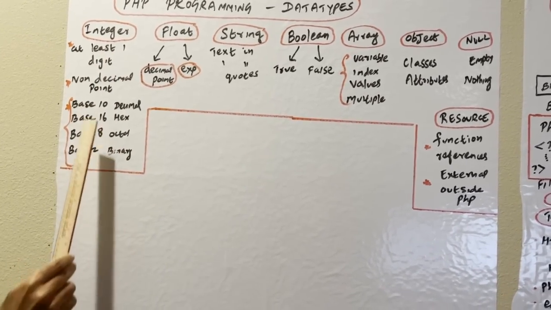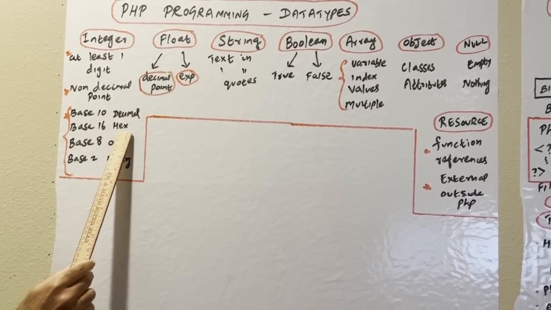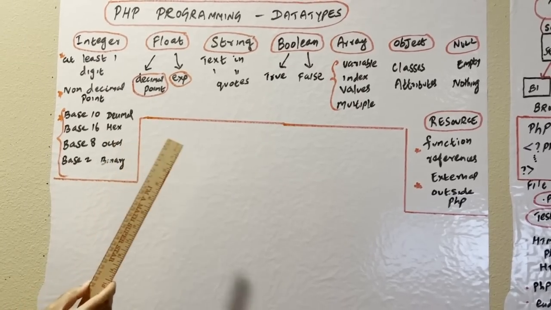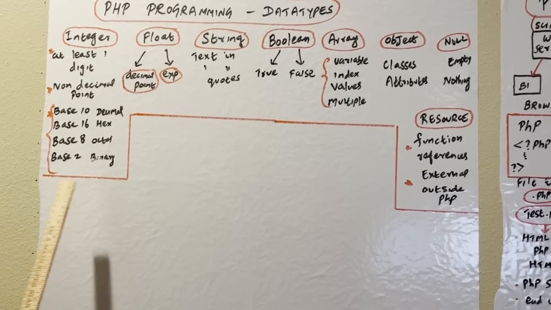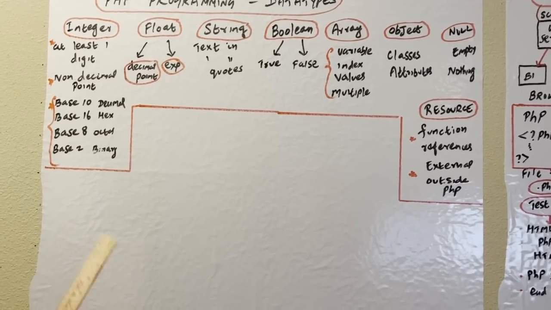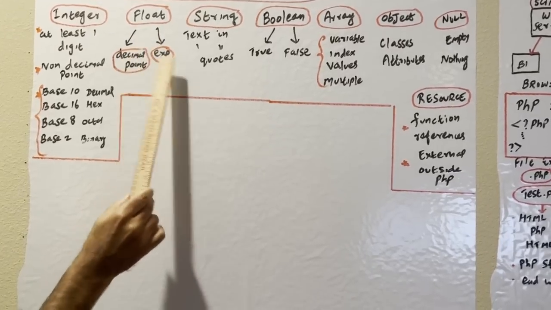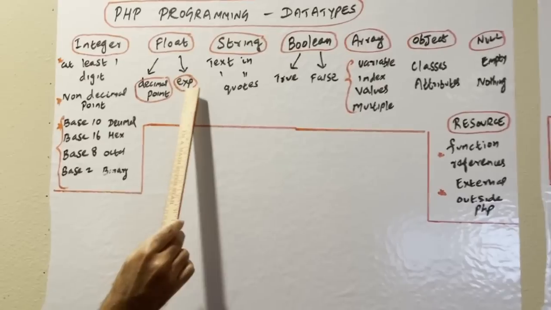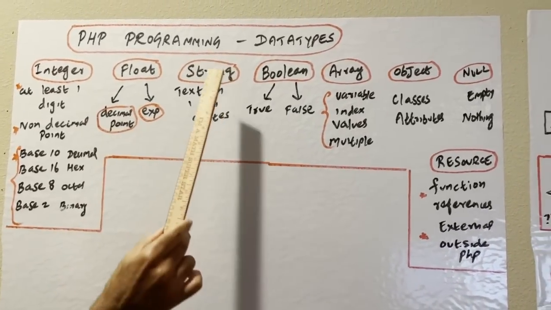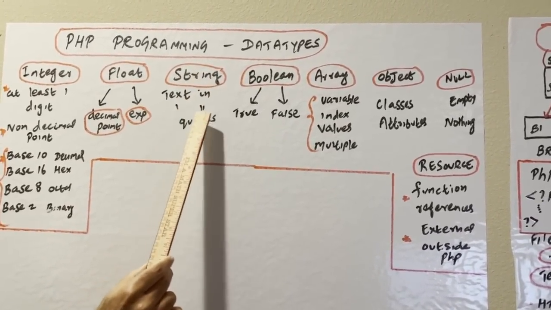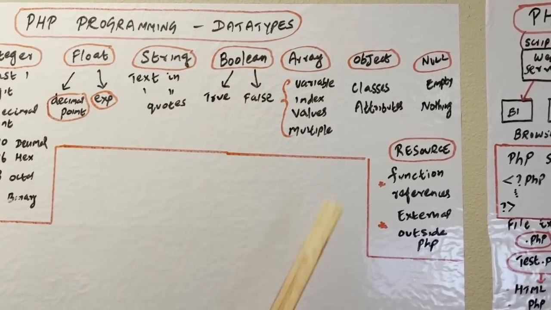There are 4 bases: base 10 decimal, like 10, 11,000, these are base 10. Hexadecimal, 1A, B, 16 digit number. Base 8 octal, base 2 binary. I have a separate video explaining the different number systems. Please watch them. Float, 2 types, decimal point, exponent, like 2 power 3, here 2.3. Or string, text in single or double quotes. Boolean, true, false.